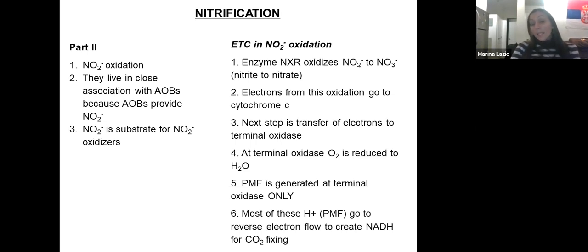Basically, there are enzymes, NXR, all sorts of enzymes that are oxidizing NO2 minus to NO3 minus, nitrite to nitrate. Electrons from this oxidation again go to cytochrome, and from cytochrome c, they go to terminal oxidase. At terminal oxidase, there is reduction of oxygen to water, but here there is no quinone pool. PMF is only created at terminal oxidase, and most of this PMF goes to reverse electron flow because they need to make NADH needed for carbon dioxide fixation.